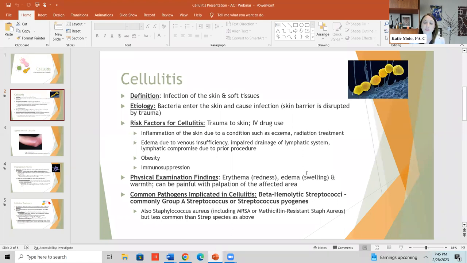Common pathogens or microbes that are responsible for cellulitis include the beta hemolytic streptococci group, most commonly group A strep or Strep pyogenes. Staph is another pathogen that's been implicated in cellulitis. So this is MRSA, which is methicillin-resistant Staph aureus, or methicillin-susceptible Staph aureus, or MSSA. But it's a little bit less common than the strep species I mentioned, unless IV drug use is involved or they've had prior colonization from MRSA or have been hospitalized recently. Those are your MRSA risk factors.